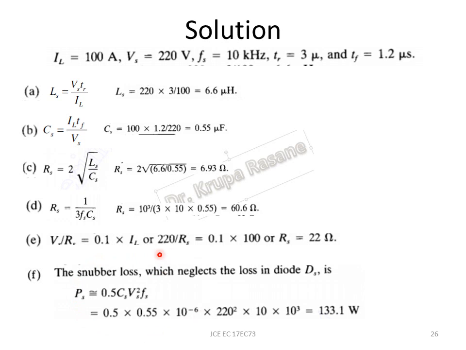And finally we evaluate the snubber loss, and we know the snubber loss formula is 0.5 Cs Vs squared Fs. Substituting, we get 133.1 watts. So this is the solution to the problem, and this is the way we have to solve the snubber circuit problems in your examinations.